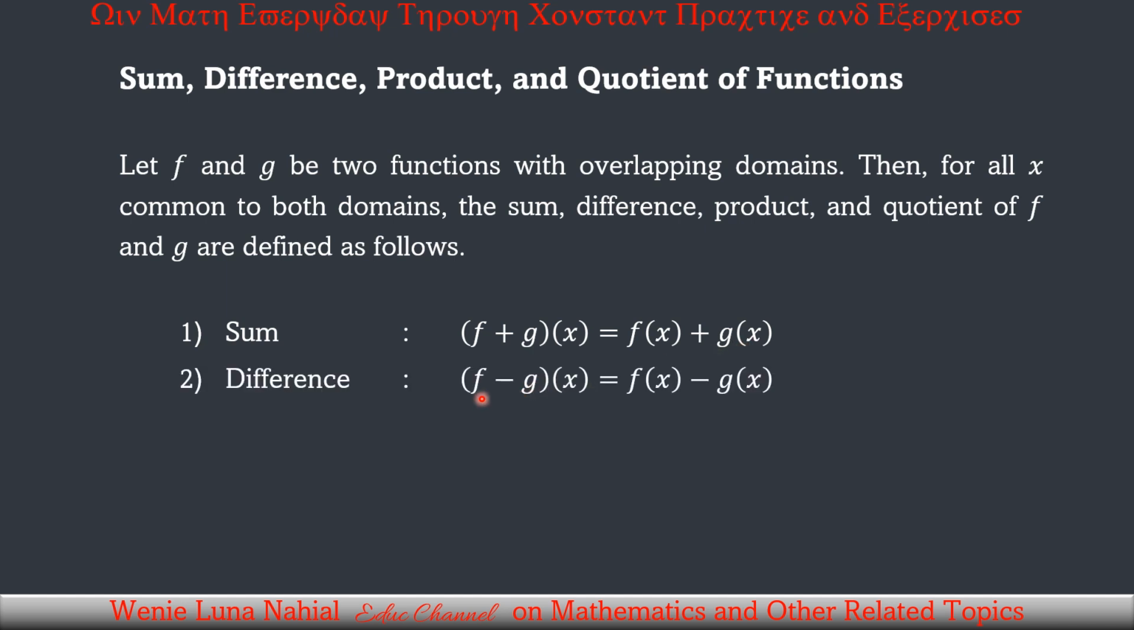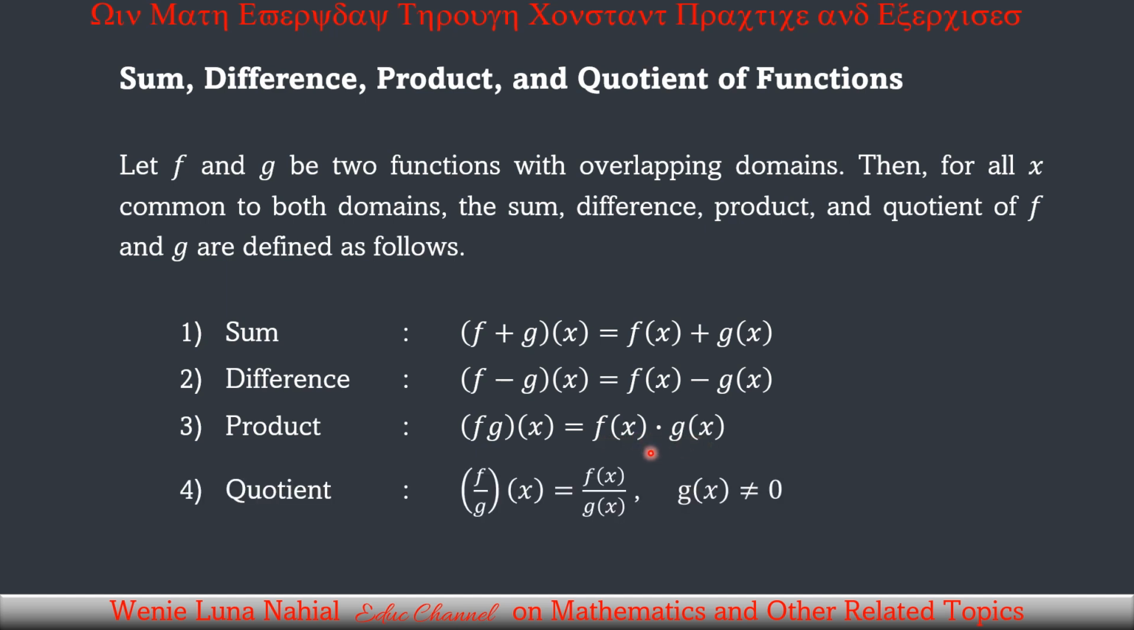Then the difference, we have f minus g of x. F minus g of x is equal to f of x minus g of x. Then for the product, we simply write f and g beside each other. F g of x equals f of x times g of x.